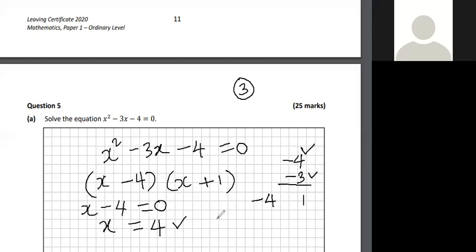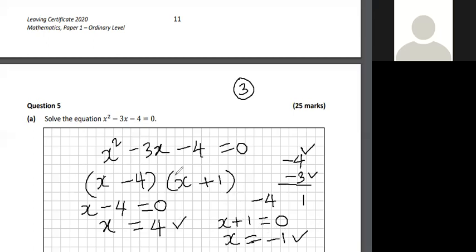Then you pick the second factor. You say x plus 1 equals to what? 0. And then you say x equals to, you send the plus 1 to the other side, it becomes what? Minus 1. So your solutions to these equations are 4 and minus 1. So these are the solutions, or these are the roots.